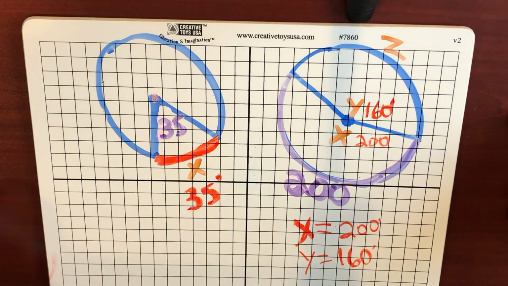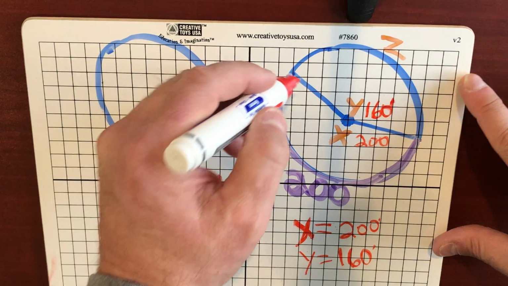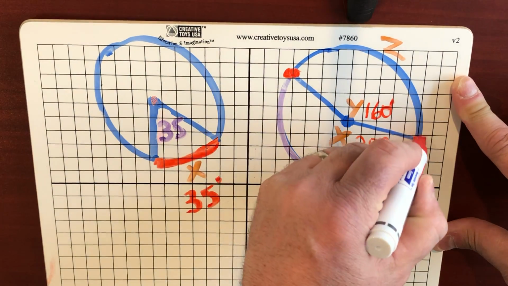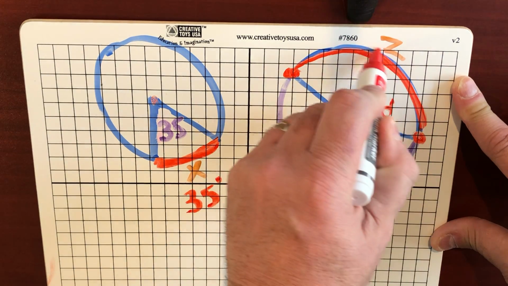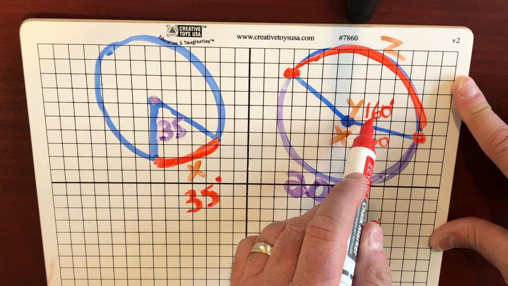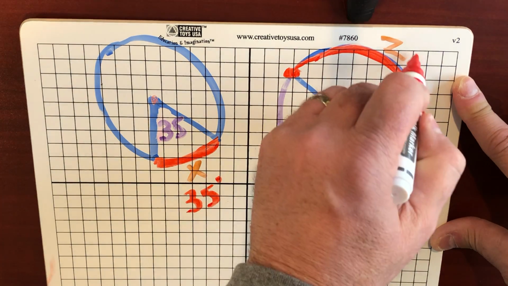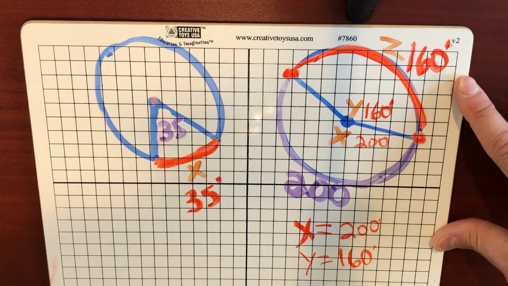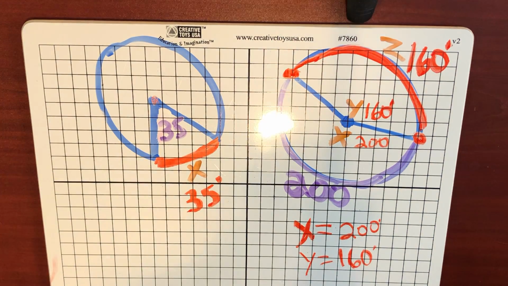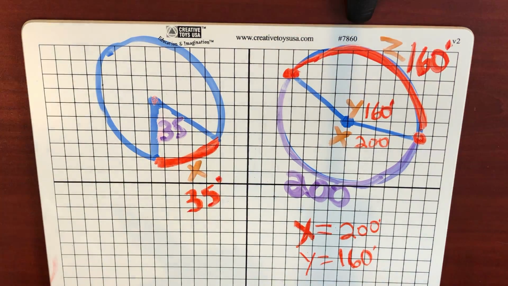y is 160. Well, what's z? z is then the arc that goes from this point here to this point. So what would that arc measure be? It's going to be the same as that angle measure. So z is also 160 degrees. So that's real quickly helping you understand the basics of central angles and the arcs that they go to.